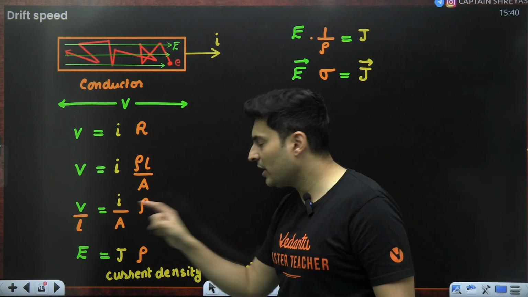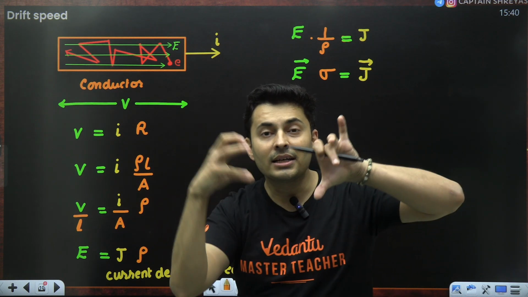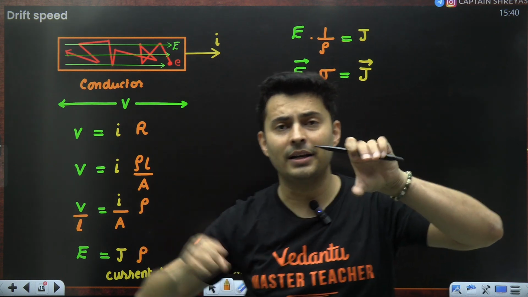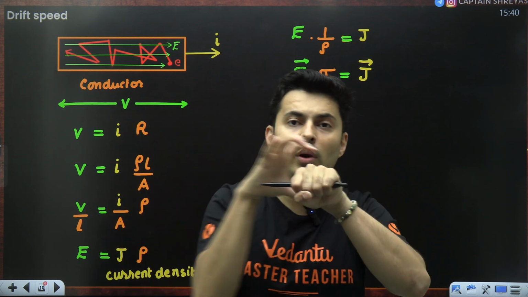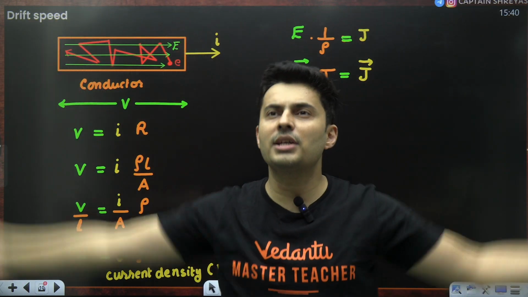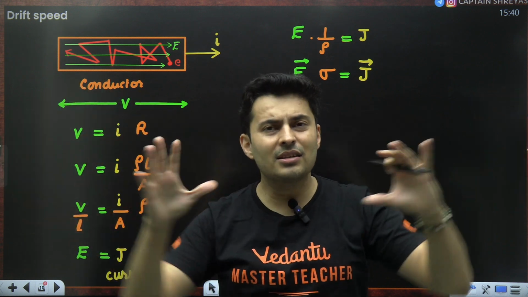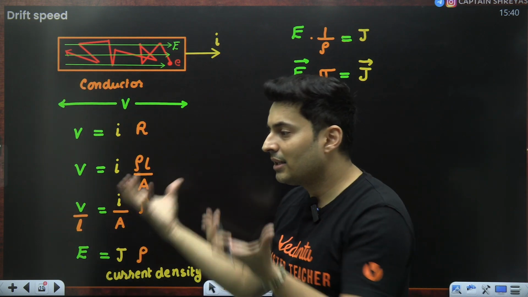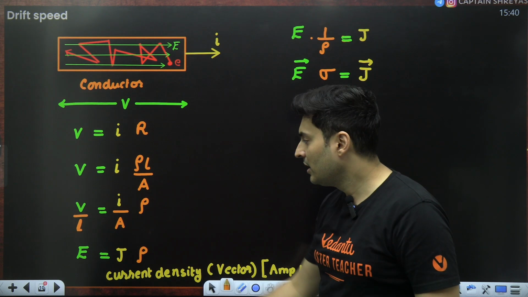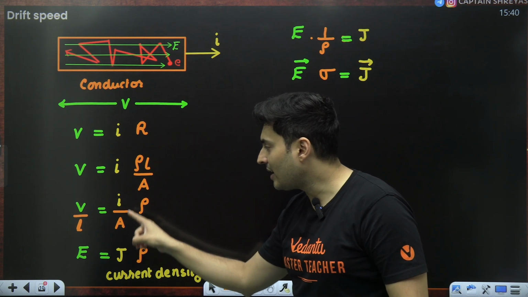This is current per unit area. Imagine how much current is going per unit area tells me the density of current. If through a small area more current is flowing, density of the current is more. If through a large area, very small current is going, so the current is spread and it is not so dense. The current density will be less. The symbol for that is J, which is current density, which is I by A.